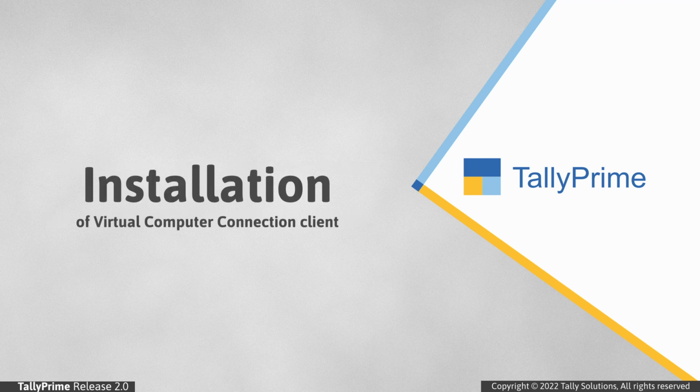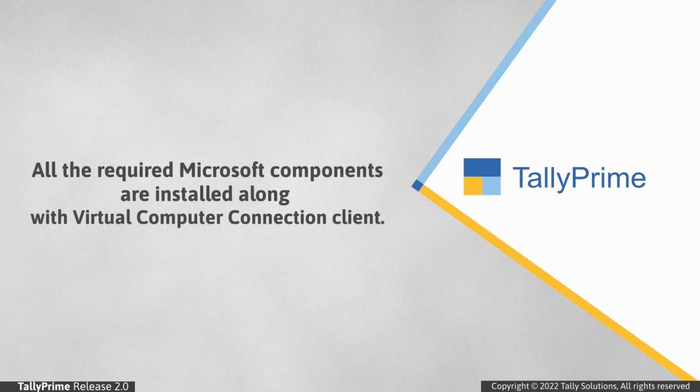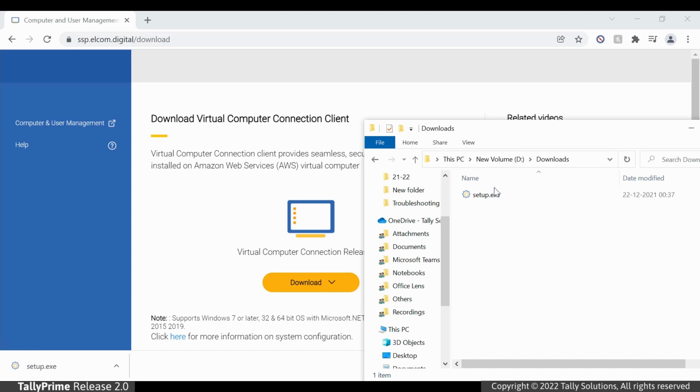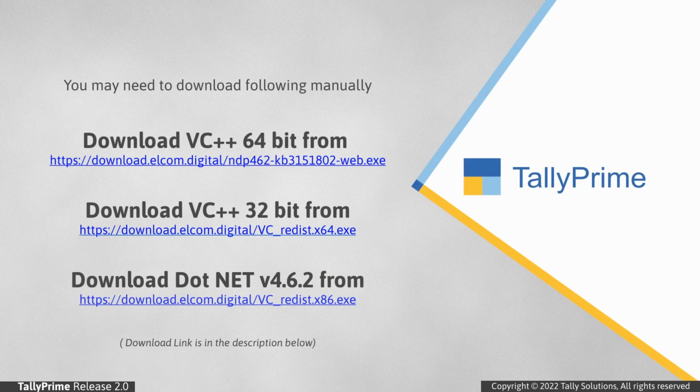Installation of virtual computer connection. During virtual computer connection client installation, all the required components such as Microsoft .NET Framework 4.6.2 and Microsoft Visual C++ 14.29 are installed. In case the components are not installed due to an environmental issue, then the client is not installed. We recommend you to download these components manually using the link shown and install the components one by one. Once you install these components successfully, you can proceed to install the virtual computer connection client.